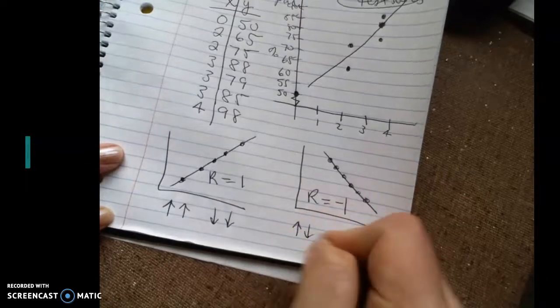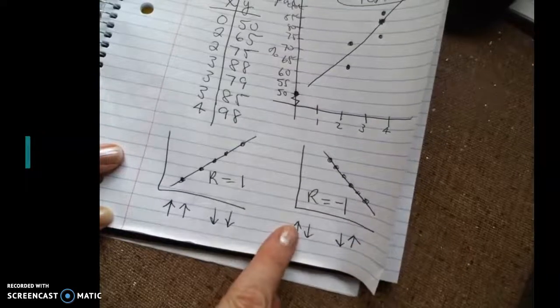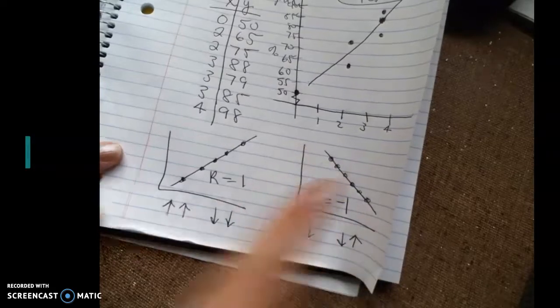As one goes up, the other one goes down. As one goes down, the other one goes up, okay? So maybe the more minutes I spend brushing my teeth every day, the number of cavities I have that year goes down. And again, those are for a bunch of different people.